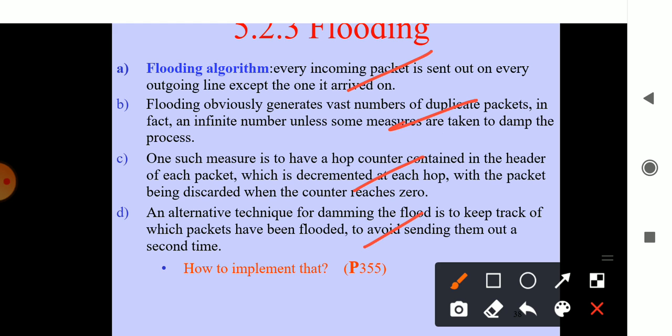So this is the part of flooding. We have discussed the optimality principle, then shortest path routing and flooding in this session.